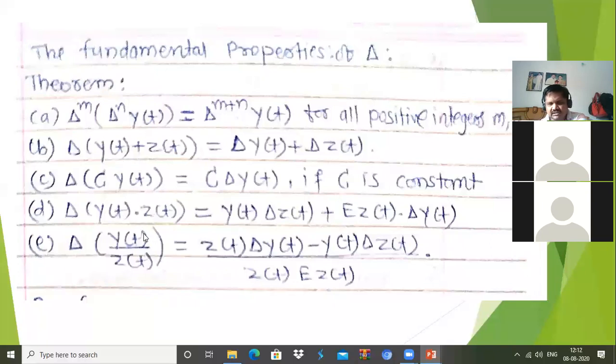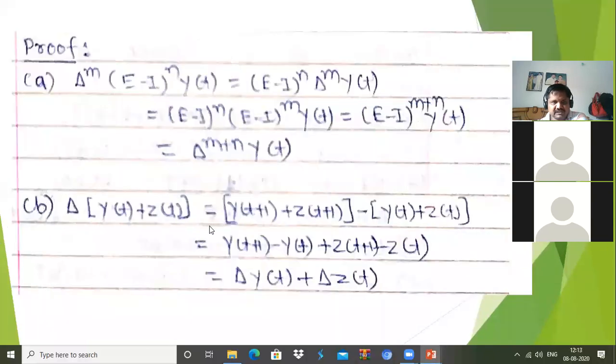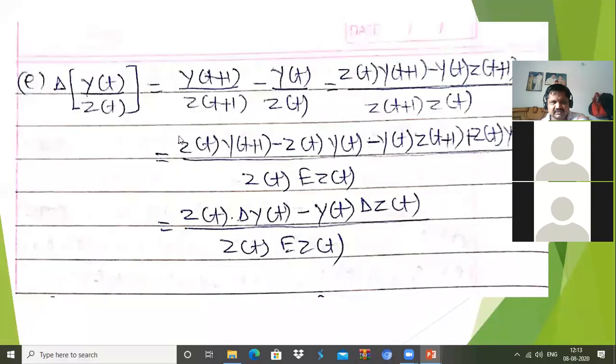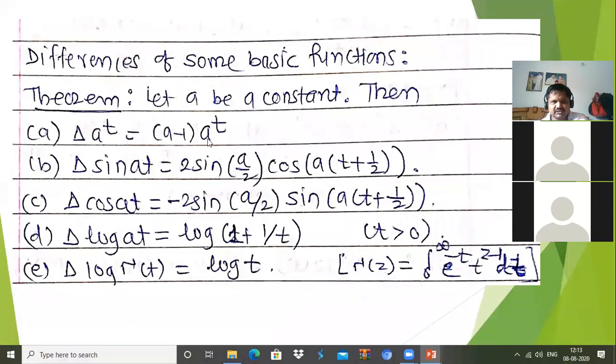product of two functions, then quotient of two functions. Okay. Then we have seen, we have proved them. Then we have seen differences of some basic functions also.